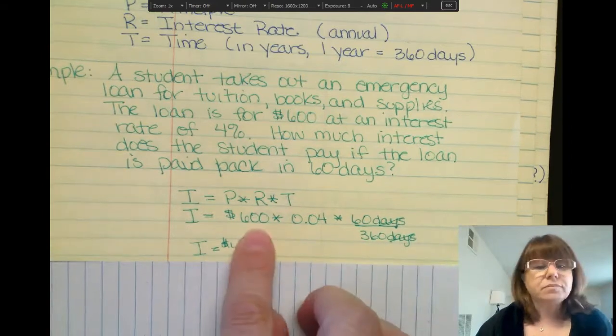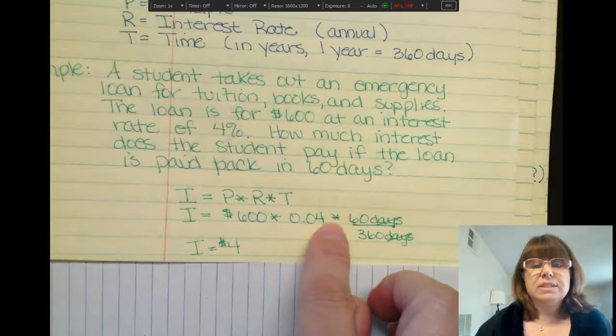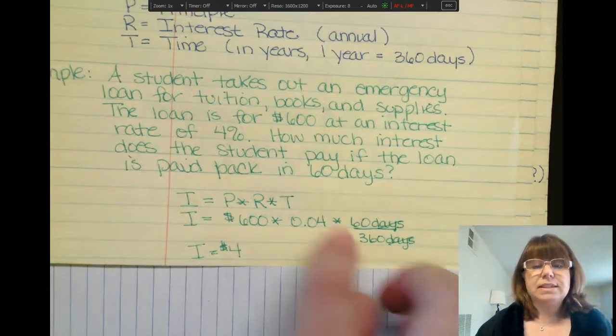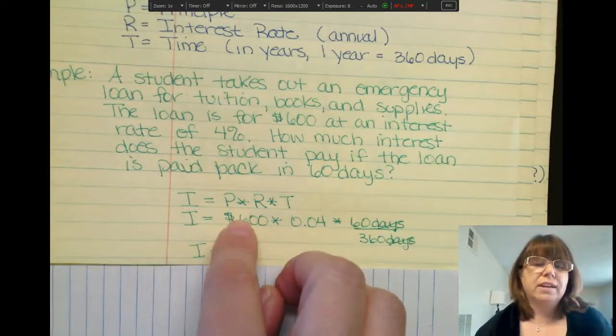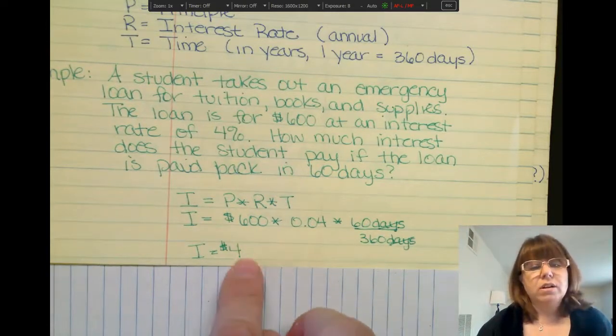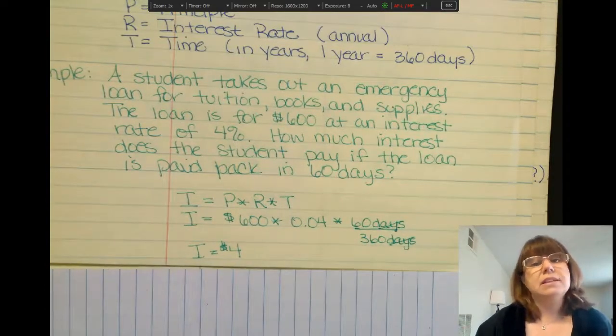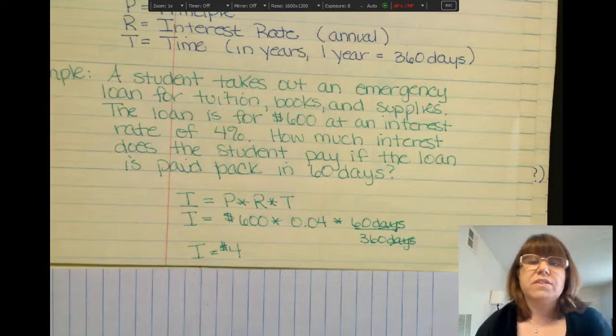So I have 600 times 0.04 times 1/6. But the 6 in the 1/6 and the 600, we can reduce that. And we're left with 100 times 0.04, or $4. So at the end, the student has to pay $604 for the use of that money.